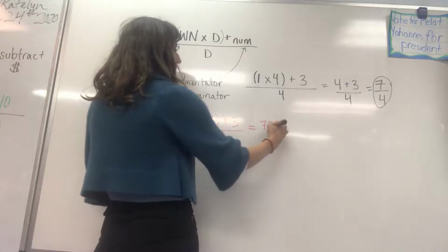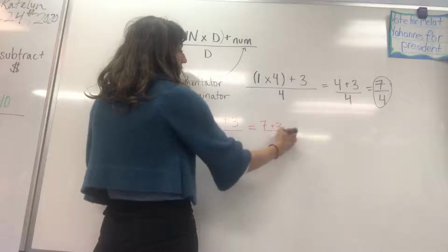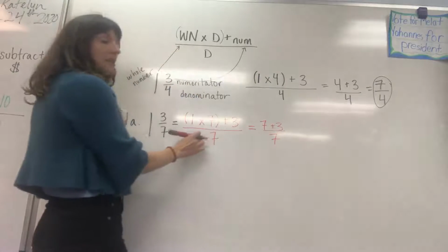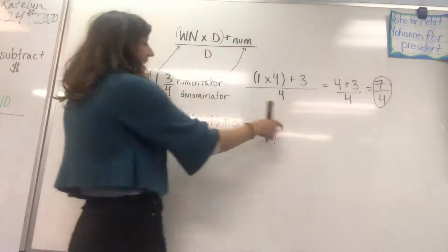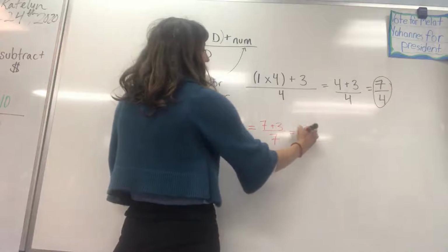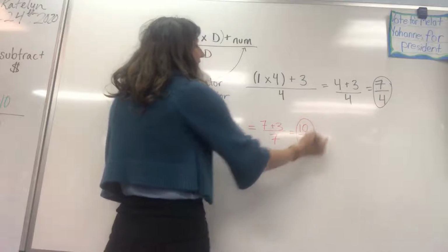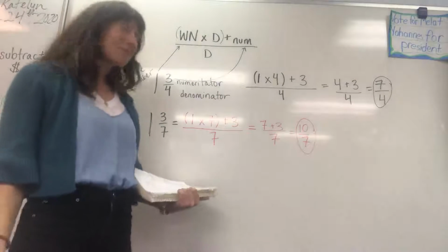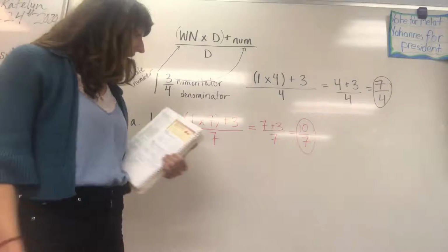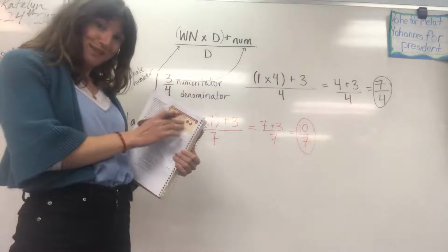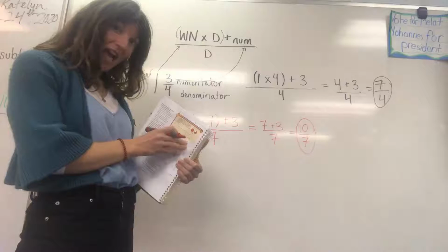And then I continue copying the equation over 7. Keep my denominator the same. And then I add 7 plus 3 is 10 over 7. Circle it. You go, Miss Kaylin, oh no, it's an improper fraction. Yeah, that's the point. We're changing mixed numbers into improper fractions.